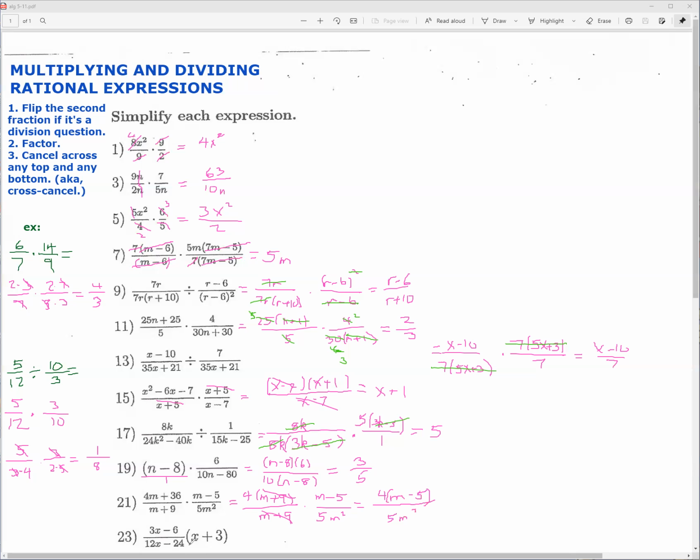Right, and finally 23, x plus 3, we're going to think of as x plus 3 over 1. So this is 3 times x minus 2 over 12 x minus 2 times x plus 3 over 1. The x minus 2's will cancel. The 3 and the 12 will reduce. And we don't have a whole lot left. We got the x plus 3 from the other fraction, and we've got the 4 from the left, and that's the whole thing. So that is a rundown of how you would approach these questions.